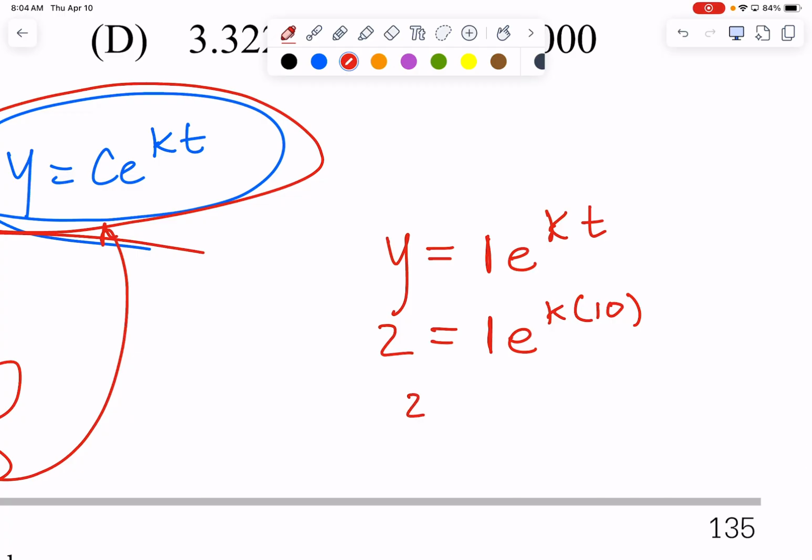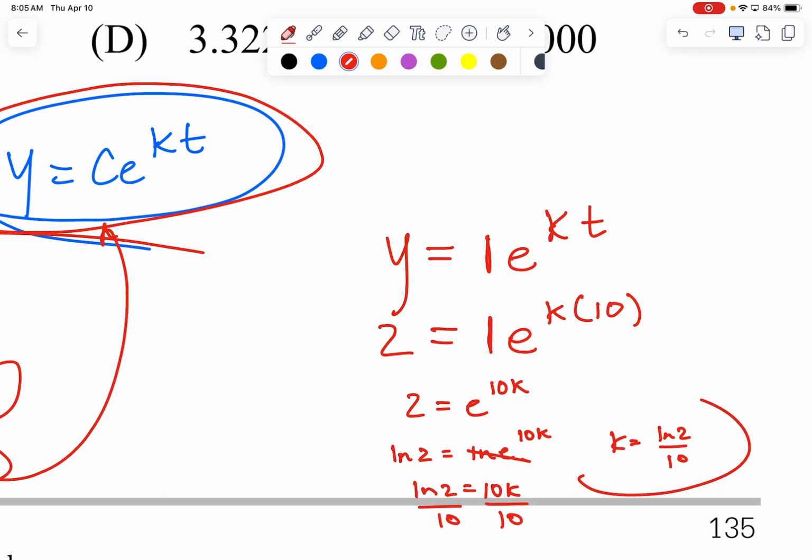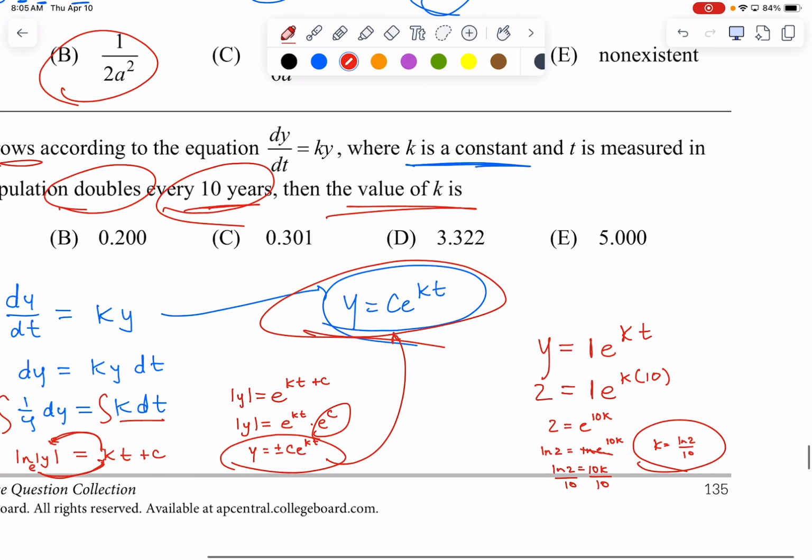Does anybody remember how to solve for this? Take the what of both sides? Natural log. So you have natural log of 2 is equal to natural log of e to the 10K. What happens to the natural log of e? Cancels. So you get natural log of 2 is equal to 10K. Divide both sides by 10. K is equal to the natural log of 2 divided by 10. Type that in the calculator and you'll get your decimal.